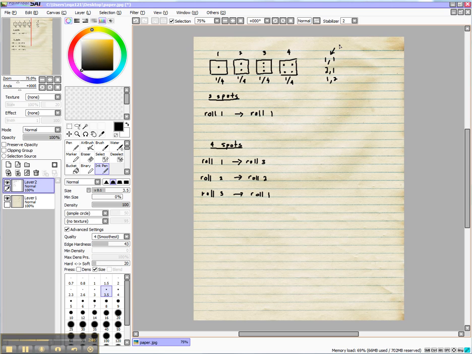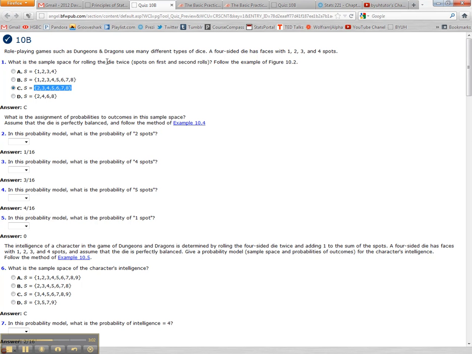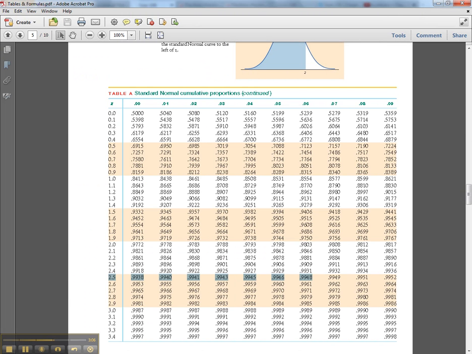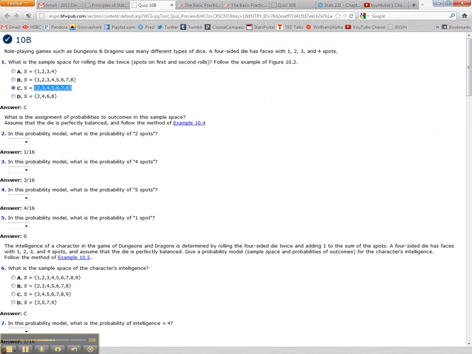The sum of this is 2, the sum of this is 3. And so another sum would be 2 and a 2. The sum of that is 4. Another sum would be 2 and a 3. The sum of that is 5. So you get the picture. The question is asking for the sample space for rolling the die twice. I'm sorry if I'm being repetitive. I just want to make sure I get that clear.